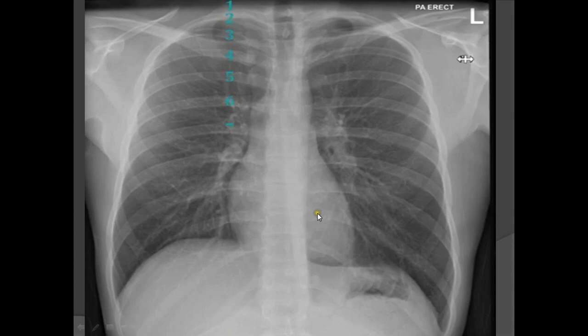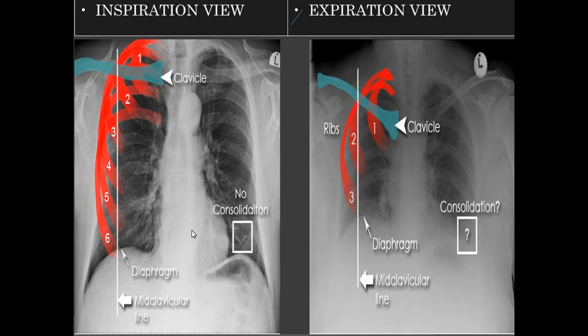Again, let's count the ribs. 1, this is the 2, this is the 3, this is the 4, this is 5, 6, 7, 8, 9, 10. So this is considered as a well inspired film. Now for the understanding, I have kept this illustration for you, the inspiration view and the expiration view. Here only 6 ribs are covered posteriorly, here only 3 ribs are covered.